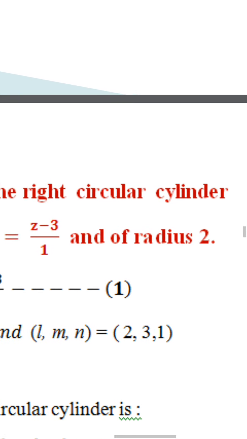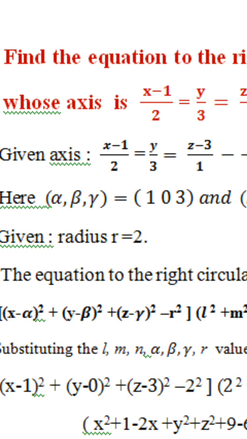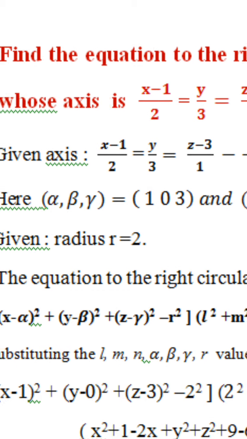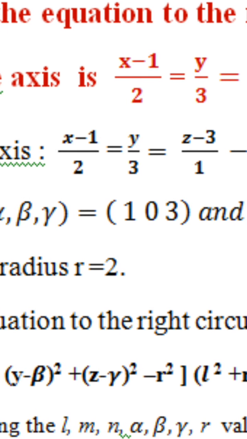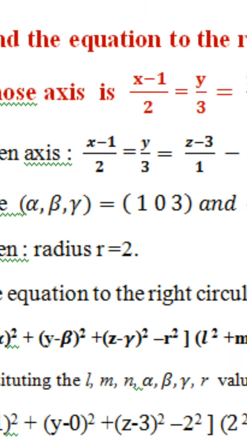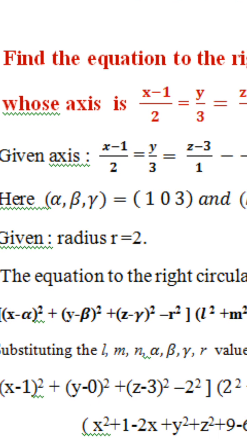And next they have given radius as 2. Radius means r is equal to 2. So first of all, write down the given axis. From this given axis you need to write alpha, beta, gamma and l, m, n. l, m, n are the DCs or DRs of the axis, and alpha, beta, gamma is any point on the axis, right?